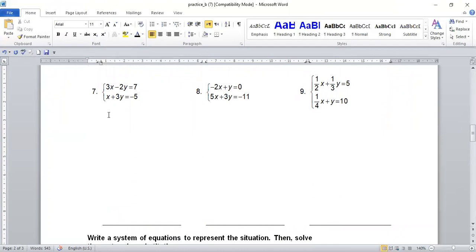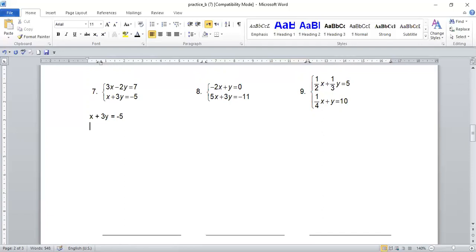It's 3x minus 2y equals 7 and x plus 3y equals 5. So again here, to change any one to x equals or y equals, always choose the one which has the coefficient of 1. Again here, the coefficient of 1 is x. x plus 3y equals 5. Okay, so the next step of this is going to be x equals 5 minus 3y.